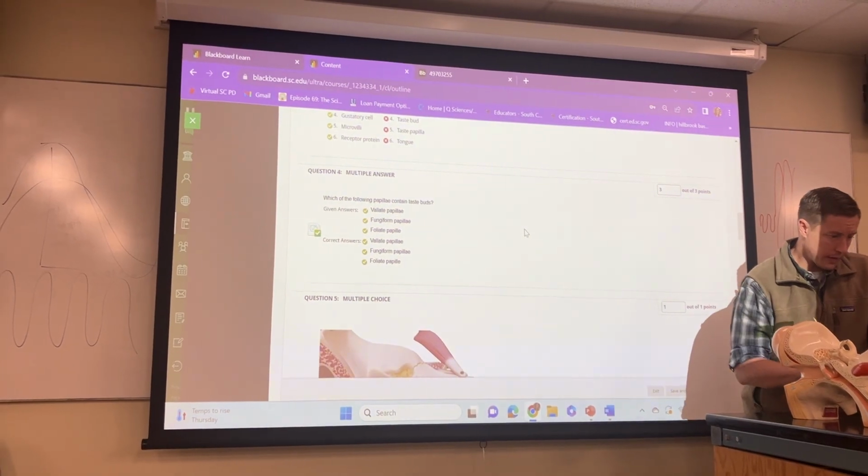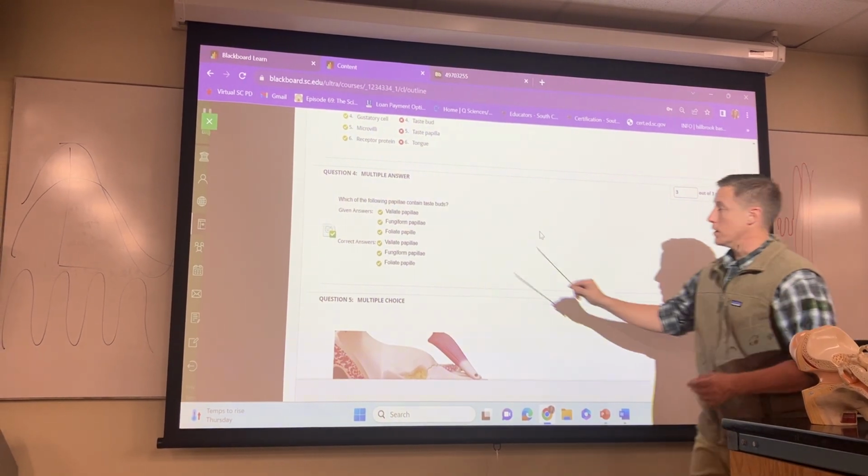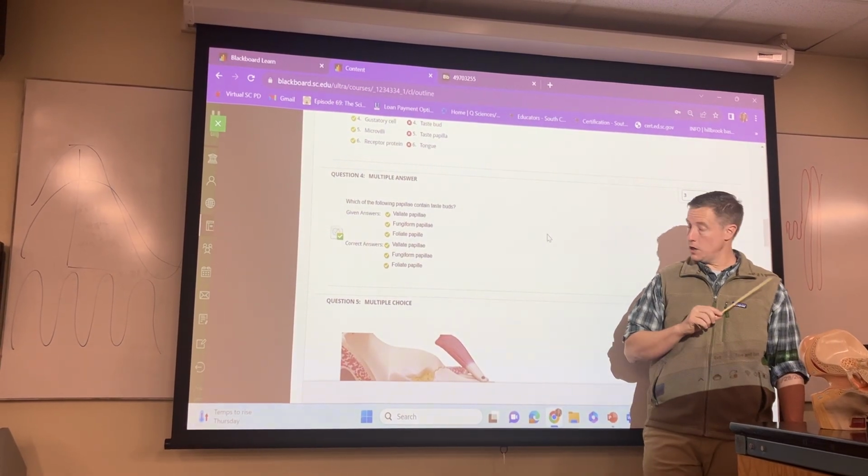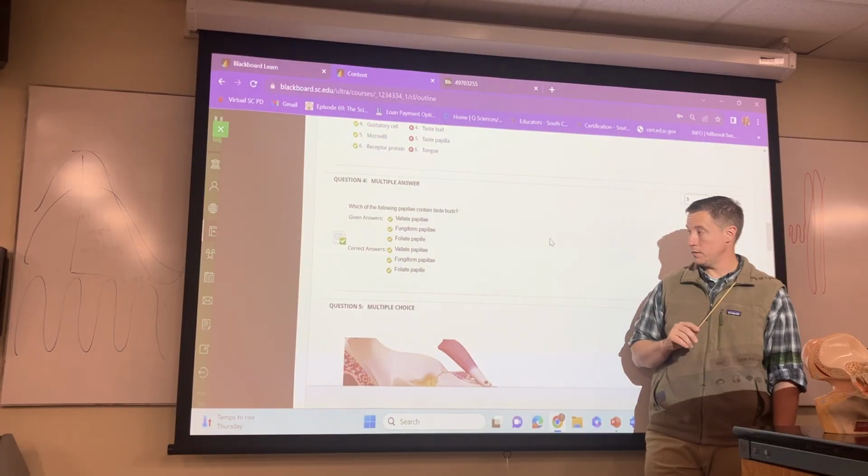Which of the following papillae contain taste buds? Ooh, great one. Remember, vallate, fungiform, and foliate. Filiform, no taste receptors, no taste buds.